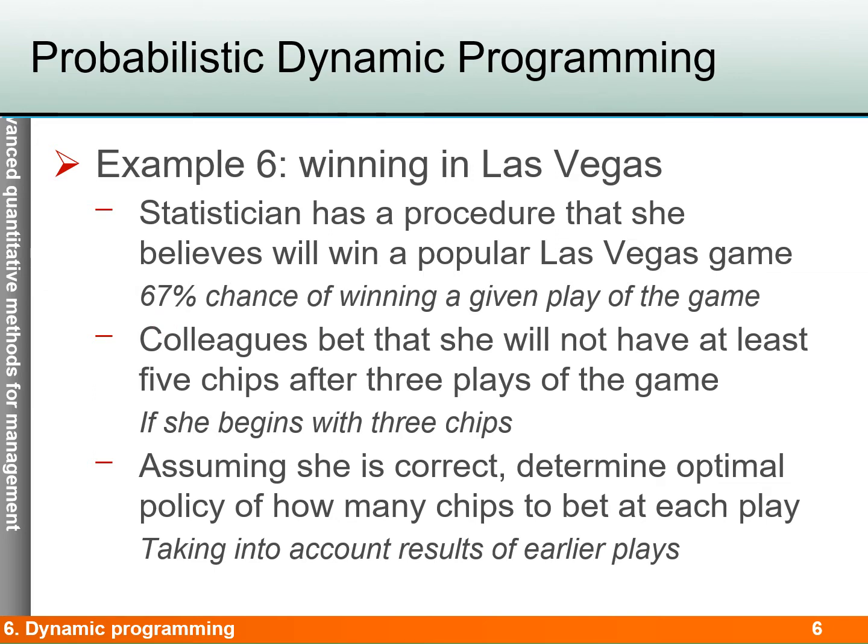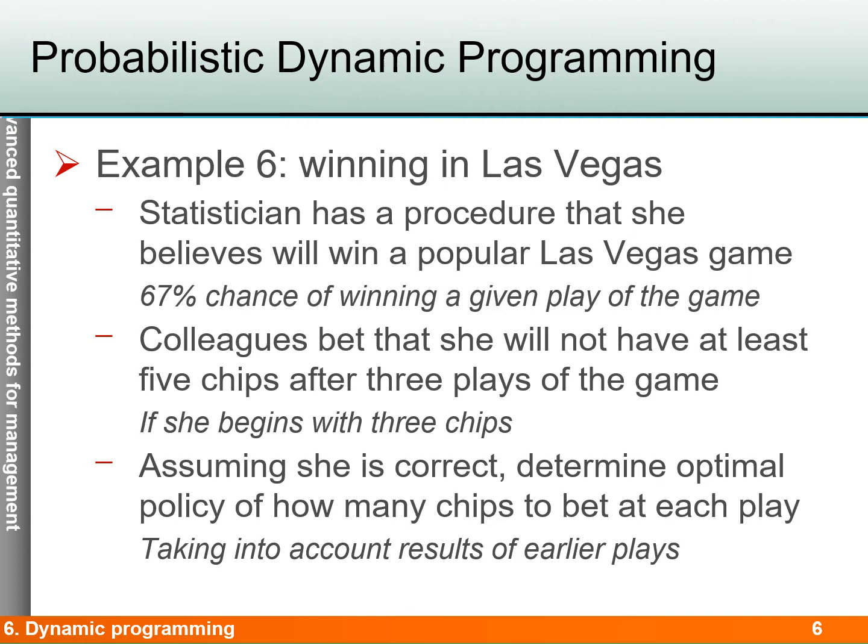Assuming the statistician is correct, we now use dynamic programming to determine her optimal policy regarding how many chips to bet at each of the 3 plays of the game. The decision at each play should take into account the results of earlier plays, for sure. And what is the objective? The objective is to maximize the probability of winning her bet with her colleagues.